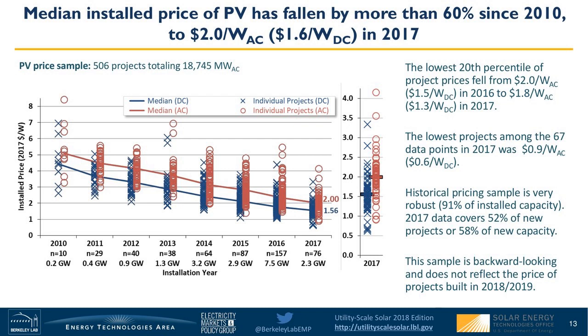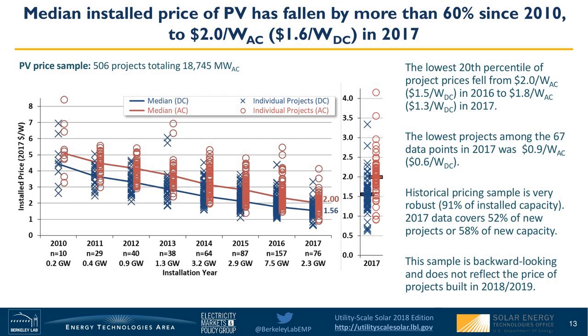We present here data in both AC and DC terms. The DC terms is here in blue, AC is in red. Many people in the industry prefer the DC connotation, and I'm more familiar with that. So in the year 2017, we have about $1.6 per watt DC. We prefer dollars per watt AC because that facilitates the comparison with other generation technologies a little bit more. And that would be about $2 per watt AC.